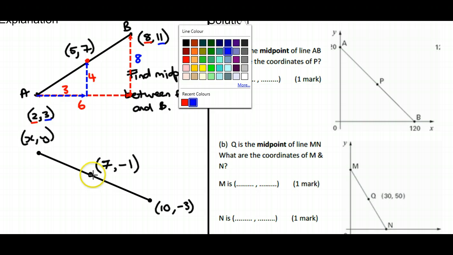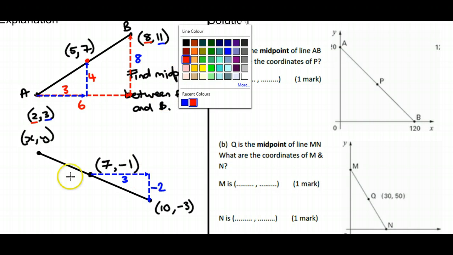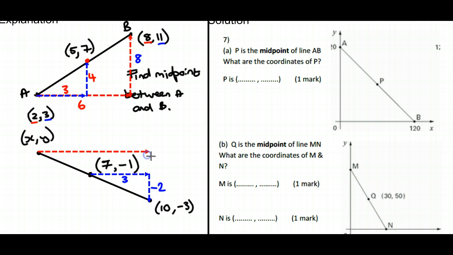So let's have a look at this distance. So horizontally and vertically, let's find how far we're going. Horizontally we've gone from 7 to 10, so that's 3. Vertically we've gone from minus 1 to minus 3, so it's gone down by 2. What we need to do is scale that up so we can find out what this one will be. So we need to go twice as far up and twice as far across. So we're expecting to go 6 across and then 4 down. So 6 across, 4 down.